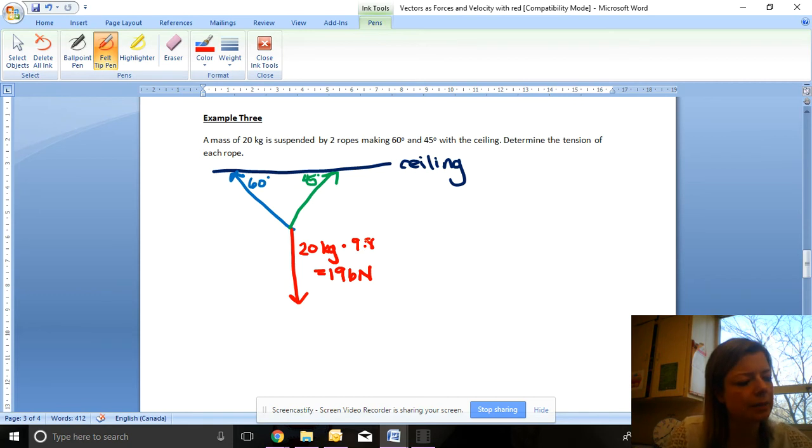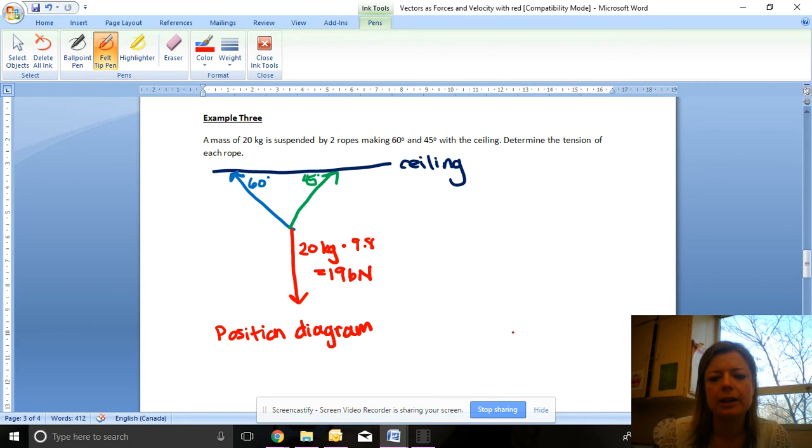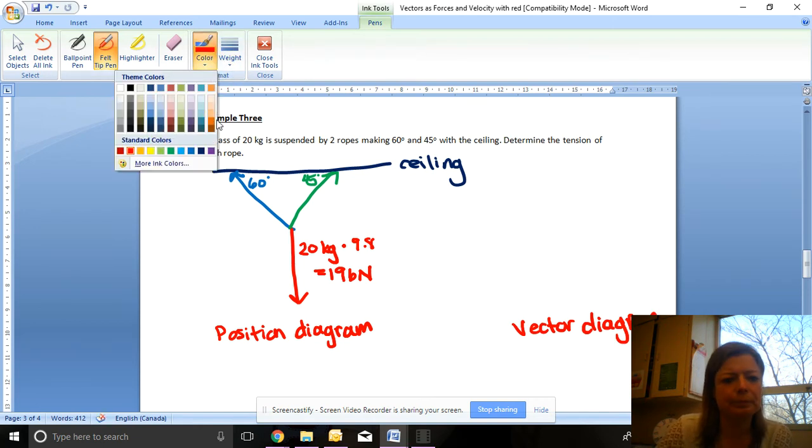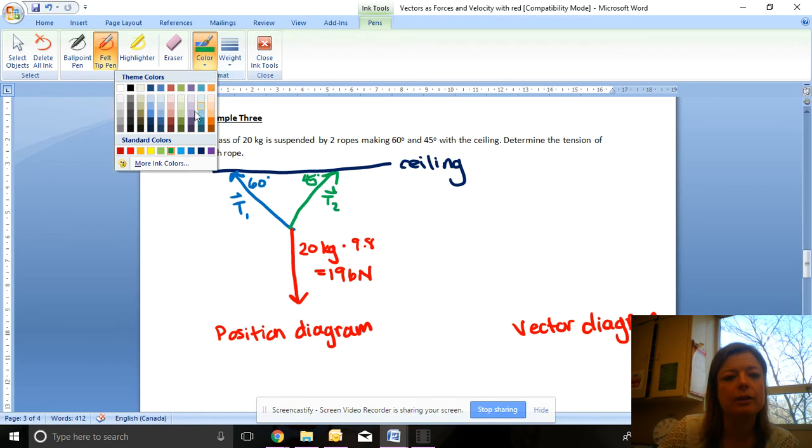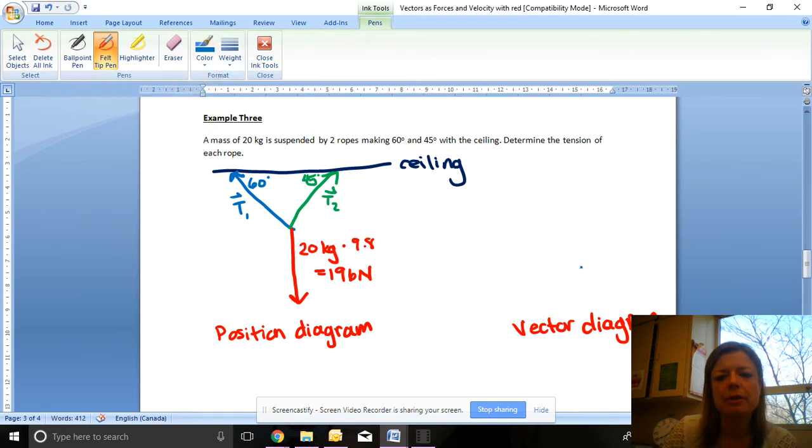So this is something that we call our position diagram. We are going to redraw this as a triangle to create a vector diagram over here so that we can use it to solve for the tension in each rope. If this is in a state of equilibrium, which it is, then the two components, I'll call this T1, tension 1, and this is T2, have to form a triangle in order for this to be in equilibrium. So I'm going to redraw.